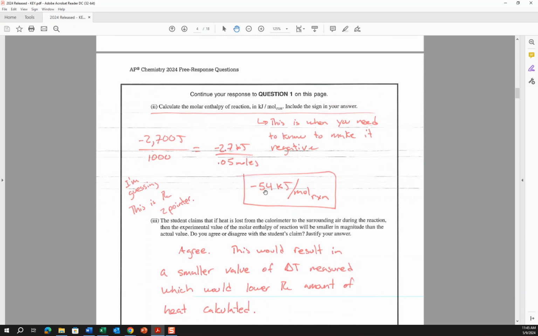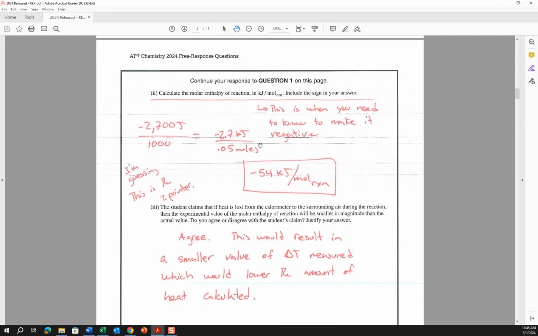If you put positive, maybe that would be 1 point for 54, and then 1 point for knowing to make it negative. So if you got 54 but just didn't have the negative sign there, you might get 1 point for this. I'm not sure. I'm just thinking there's a lot going on in this part of the question, and so I could see where this is where they would award you 2 points if you got it right.